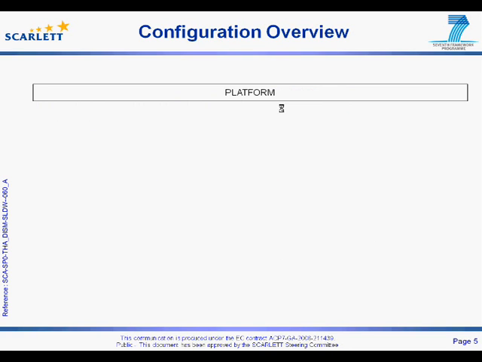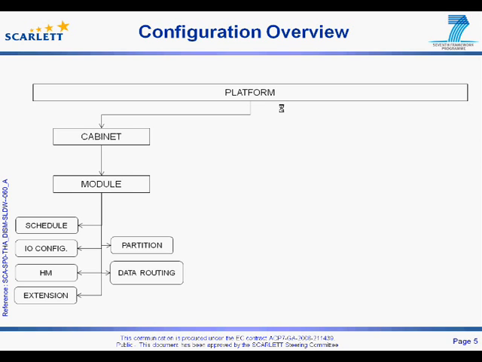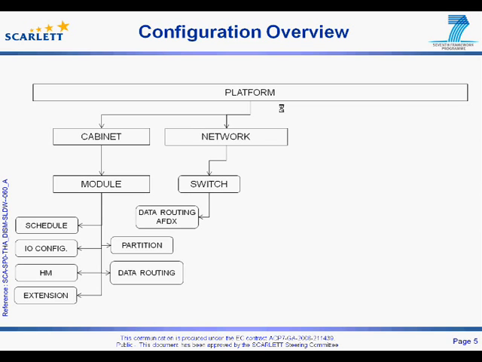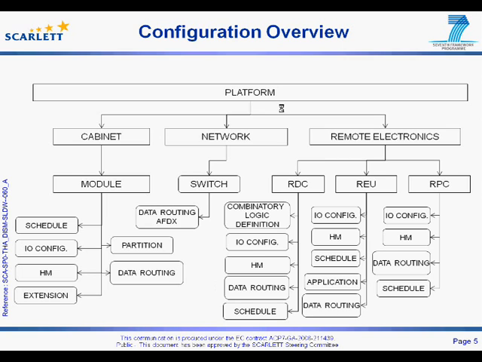In the Scarlett configuration, all resources together form the IMA platform. A platform is composed by cabinets containing the IMA modules following internally the ARINC 653 standard, a network composed of switches, remote electronics such as power controller, electronic units, and data concentrators.